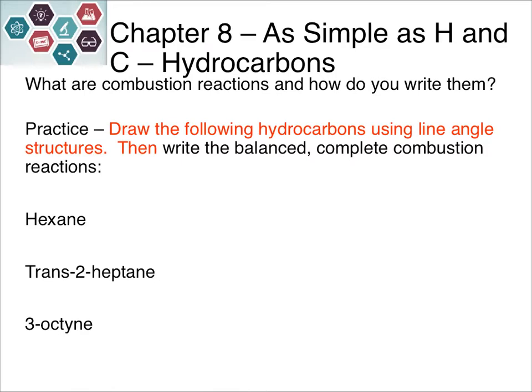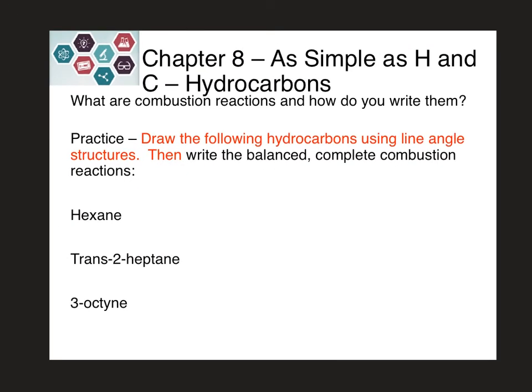So for the first one, we have hexane. Hexane, the prefix hex means we have 6 carbons. ANE means it's an alkane. So 1, 2, 3, 4, 5, 6. There's your structure. For the chemical equation, we know we have the 6 carbons.